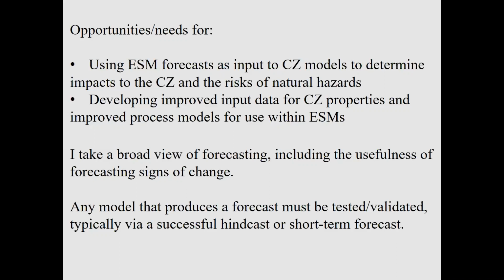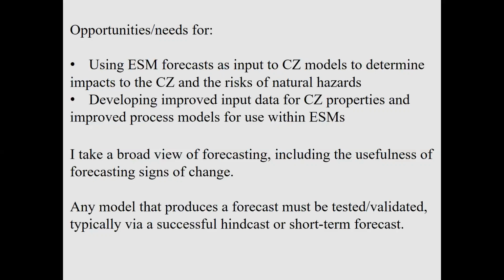So just a couple of points that are related to this. One is that I take a broad view of forecasting, including the usefulness of forecasting signs of change. And by that I mean, if you're interested in air quality, for example, you might really want to know the average number of days of non-attainment for PM 2.5 federal standards in 2100 at a particular place on the Earth's surface. So that'd be a fairly specific, hard forecast.